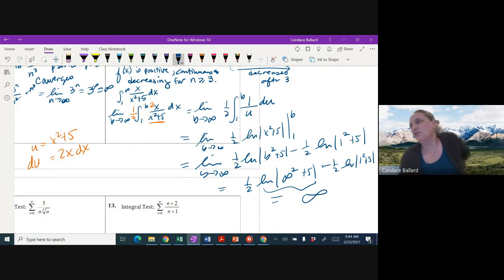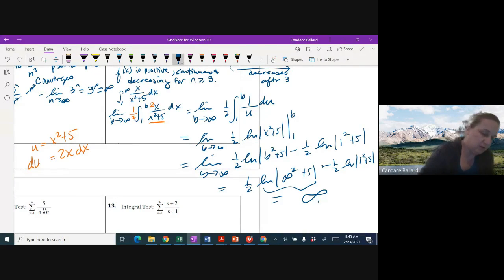Does it converge or diverge? So on an improper integral, if it equals infinity, and we learned this a long time ago, it diverges, right? If it equals anything else, it converges. So we would say therefore diverges by integral test.